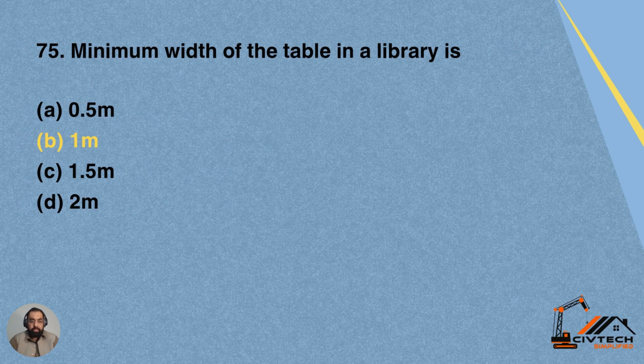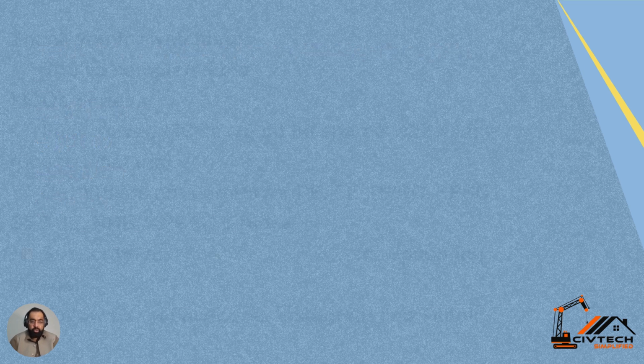Then we have last question for today, which is minimum width of the table in a public library. The options available with us were A 0.5, B 1 meter, C 1.5 meter, and D 2 meter. So as I said, 1 meter should be the minimum width of the public library table.